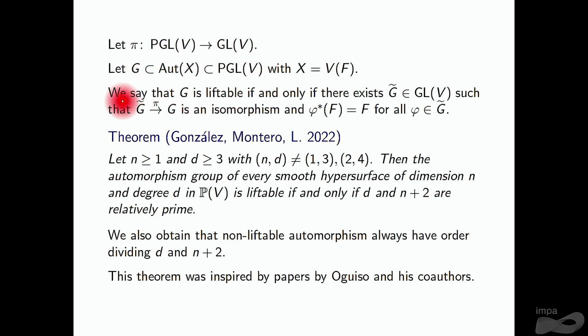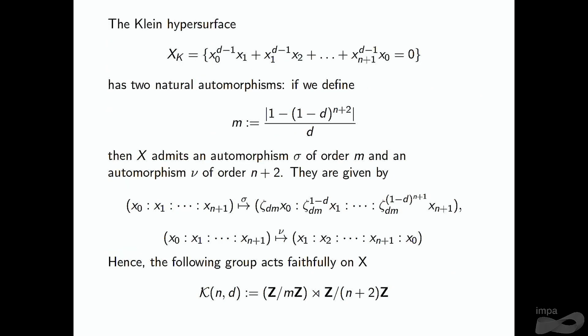And we say, let G be a subgroup of the automorphism group of a hypersurface, which is, of course, a subgroup of PGL, and X is a hypersurface. We say that G is liftable if there exists a group in GL that projects to G, and for every element in this group, F is not sent to a multiple of F, but it is sent to exactly F. In this case, we call the automorphism group liftable. That means that instead of being a group in PGL that fixes the hypersurface, there is a group in GL that fixes the whole form.